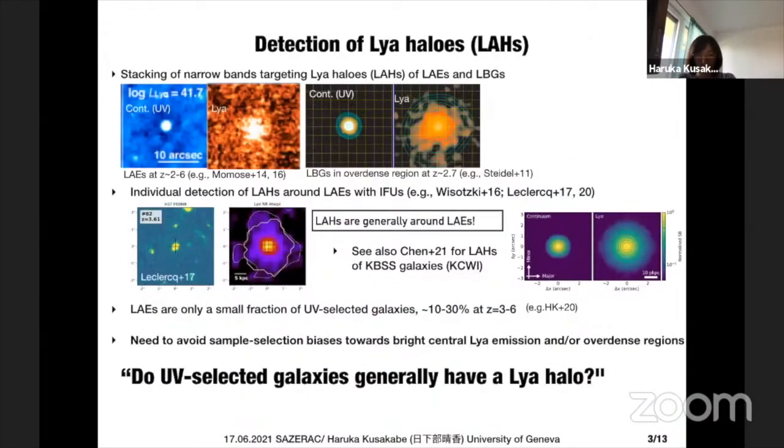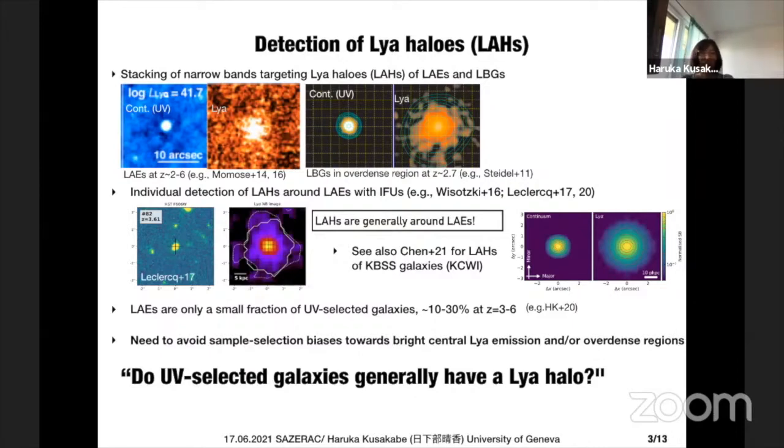The key question in this study is, do UV-selected galaxies generally have a Lyman alpha halo? Historically, Lyman alpha halos have been studied with stacked narrow bands targeting Lyman alpha emission around Lyman alpha emitters and Lyman break galaxies in overdense regions.